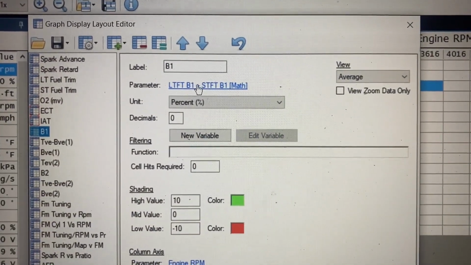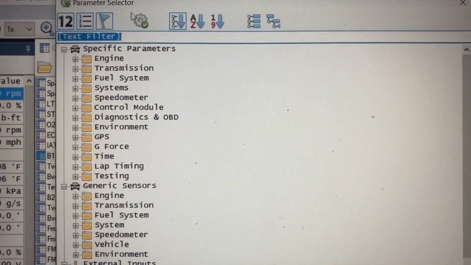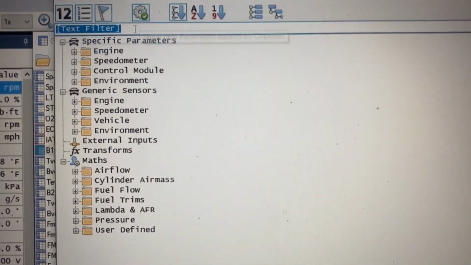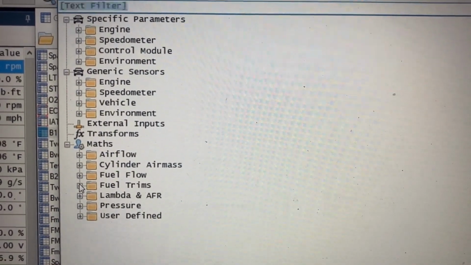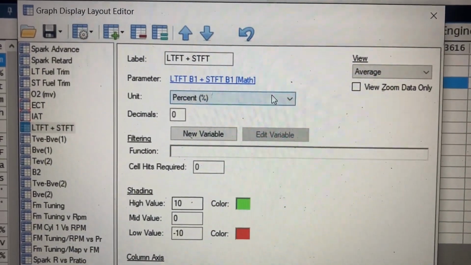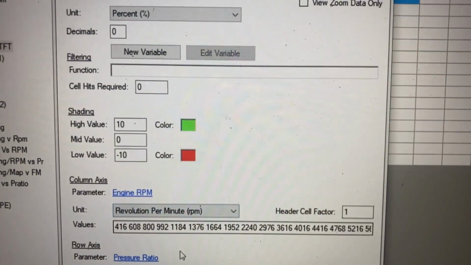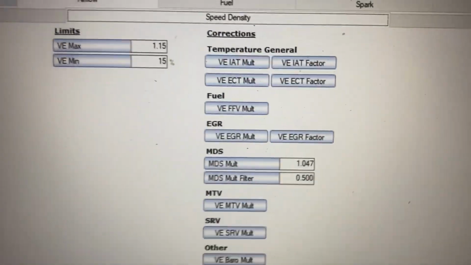Now, let me show you where I got that parameter from. Came back up here. Show only parameters of the engine. Go to fuel trims, B1. So that's what we did. Then you got to go and you got to do your engine RPMs. So let's come up here.